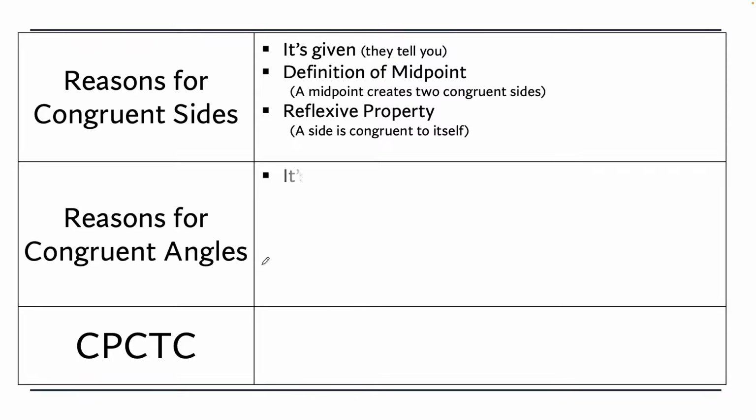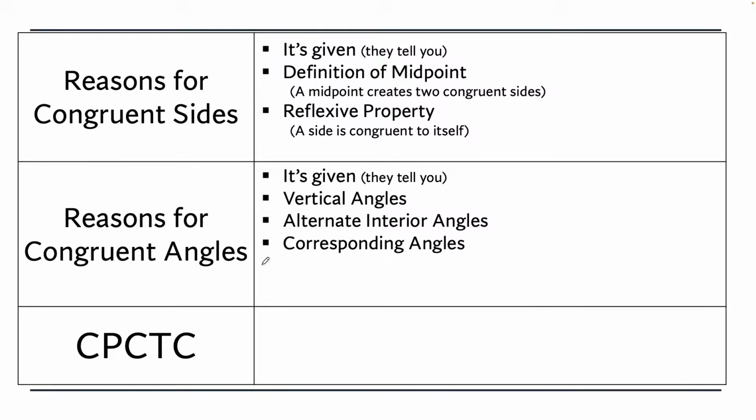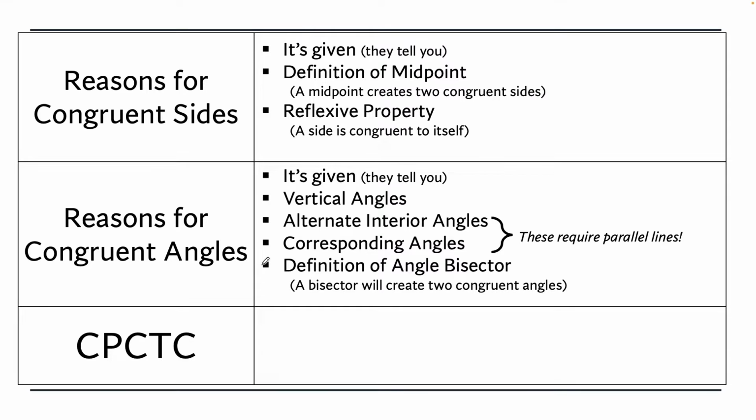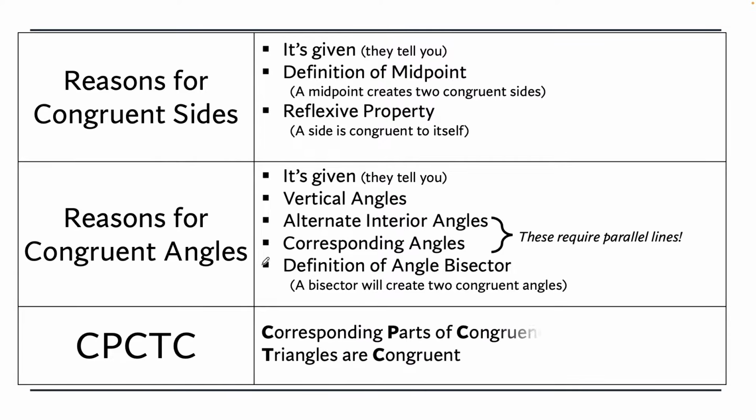And then reasons for congruent angles is given, they just tell you. Vertical angles, we know that vertical angles are always congruent. We could have alternate interior angles or corresponding angles. Now be careful, those both require parallel lines, so be on the lookout for some parallel lines. And then a definition of an angle bisector, because similar to the definition of a midpoint, a bisector will create two congruent angles, okay? And then finally, CPCTC, which means corresponding parts of congruent triangles are congruent. We're going to get to that in another lesson.